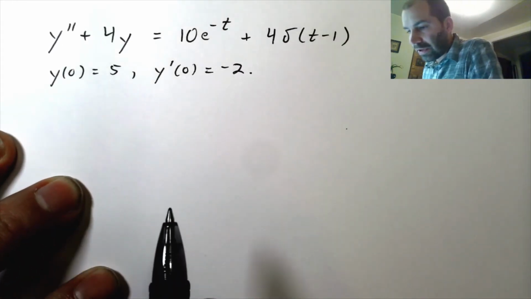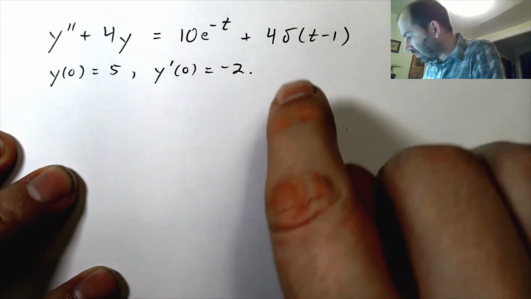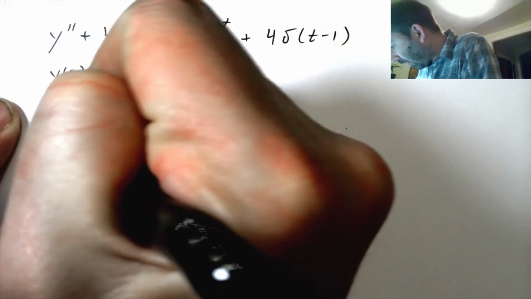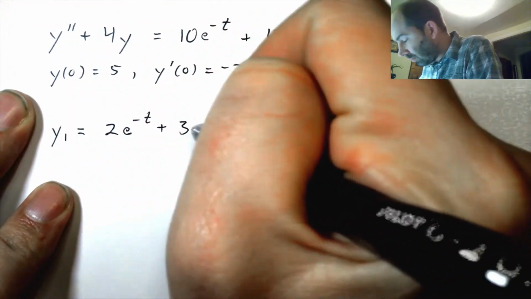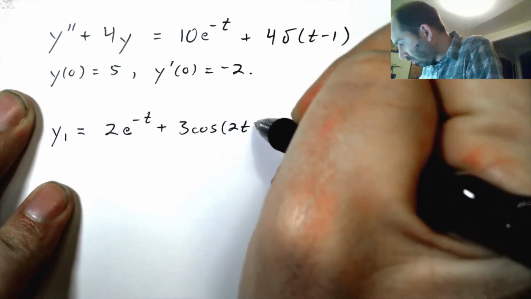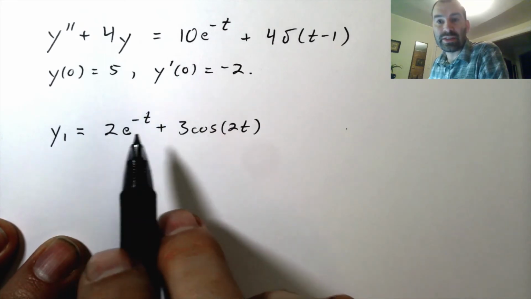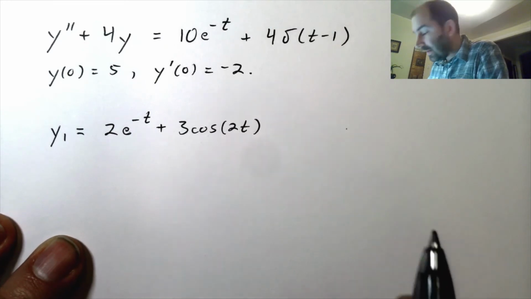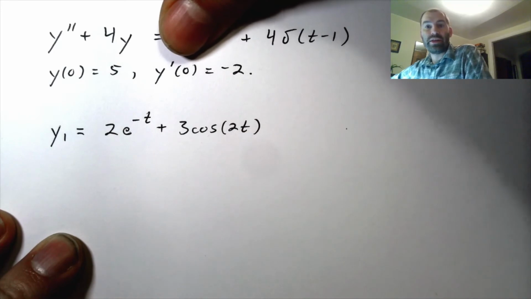But what I'm going to do here is just give you the answer. So just looking at that with these initial conditions, I'm going to call that y1. You should find that y1 is this function right here. This will satisfy these initial conditions at 0 and solve this differential equation. Okay? Now for y2, I'm going to solve this differential equation with the delta.